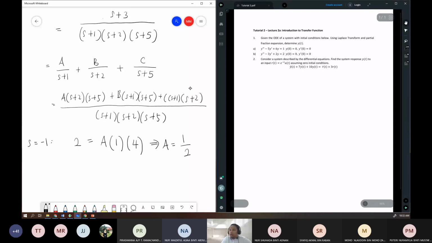And then if s equals minus 2, so minus 2 plus 3, we get 1 equals, so minus 2 we get B. So B times minus 1 plus 3. So B equals minus 1 over 3.